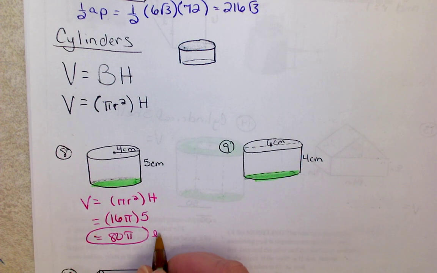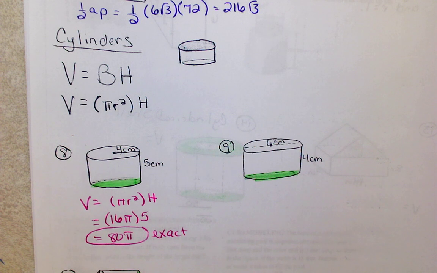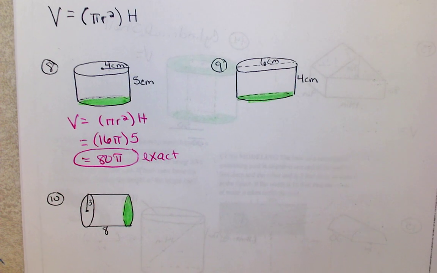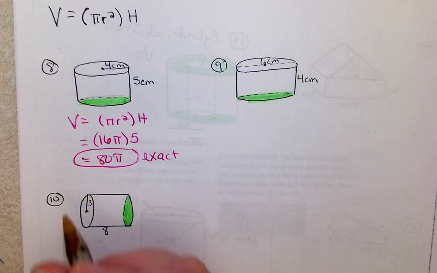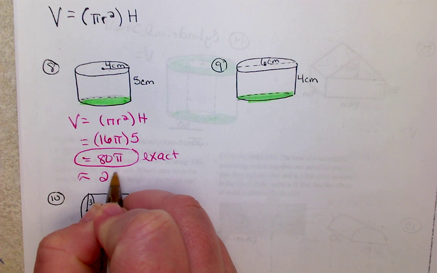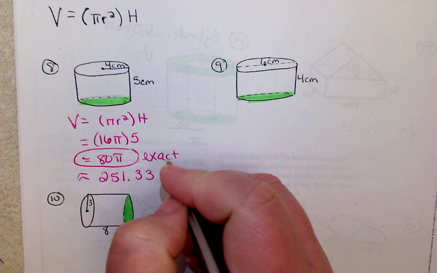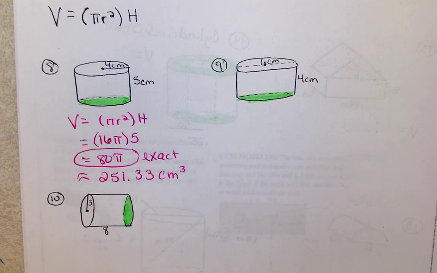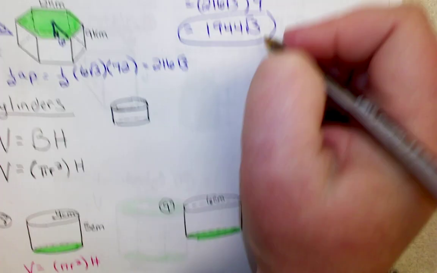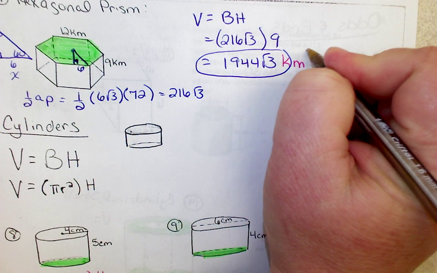Now, this, remember, is called the exact answer because you leave it in terms of pi. Sometimes they might ask you to round it. So let's say that we had to round it to 2 decimals. We would come in here and multiply it by pi, and we would get 251.33. And of course, this would be centimeters cubed. And this up here would also have been kilometers cubed.